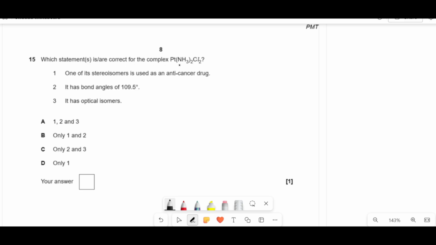It says, which statements are correct for this complex that's square planar? So one of its stereoisomers is used as an anti-cancer drug. That is indeed correct. It's cisplatin in there. Its bond angle is not that, and it's not got 2 optical isomers either. So optical isomers is when you've got an octahedral complex with bidentate ligands, so 6 coordinate bonds, and its bond angles for this is tetrahedral, not square planar.